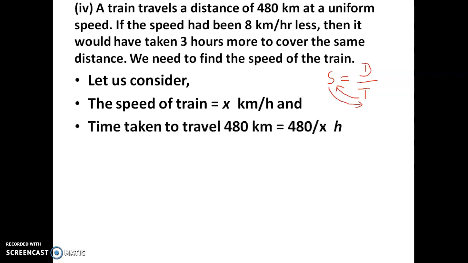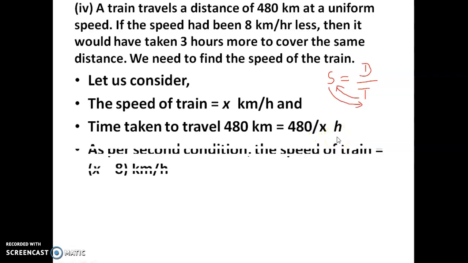Then the time taken to travel 480 kilometers. Here I wrote the formula: speed is equal to distance by time. This is the actual formula. In order to find out time, we take time to the LHS and speed to the RHS. So speed will come in the denominator and time will go in the numerator. That's why, with distance 480 kilometers and speed x kilometers per hour, the time taken is 480 by x hours.